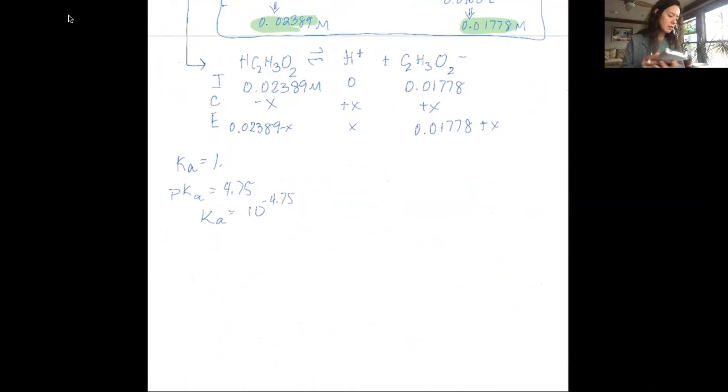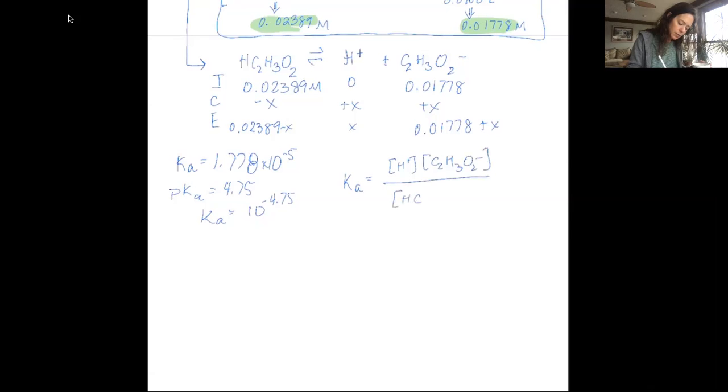I did not do it this way here because this is not the way you want to do this, but I am not about to start over. So second log negative 4.75. I should have a negative exponent. Yep. So Ka equals 1.778 times 10 to the negative fifth. Hold on. Let me slow down. I'm not being a good teacher, right? Ka is equal to H times the acetate over the acid.